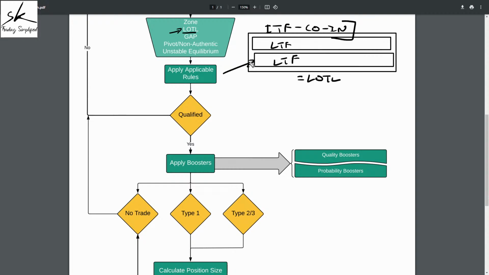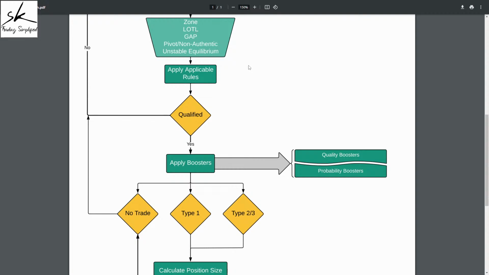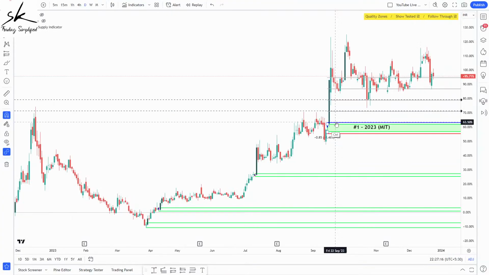We'll check the zone we have identified. Does it coincide with any intermediate time frame zone or not? If it coincides, then we'll verify whether we have multiple zones or not. If we have multiple zones, it becomes a case of level on top of level, otherwise not. So let's go back to the chart.